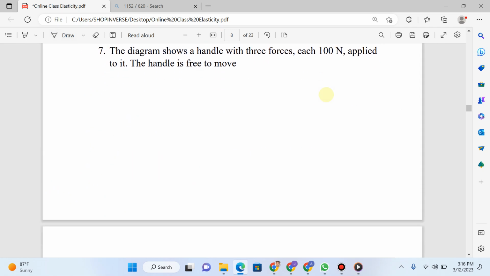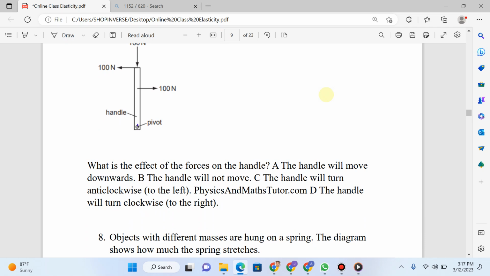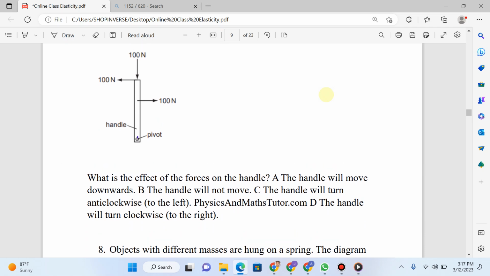Question 7. The diagram shows a handle with 3 forces, each 100 Newton applied to it. The handle is free to move. What is the effect of the forces on the handle? The first 100 Newton force here acts along the axis. You see, this is the pivot. Okay, it acts along the pivot. Hence, it has no resultant moment because it is exactly in line with the pivot.